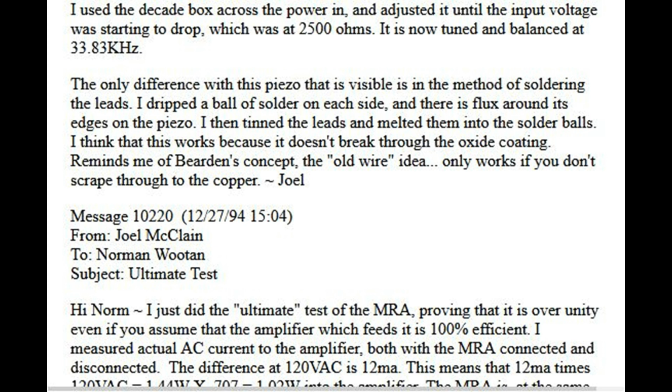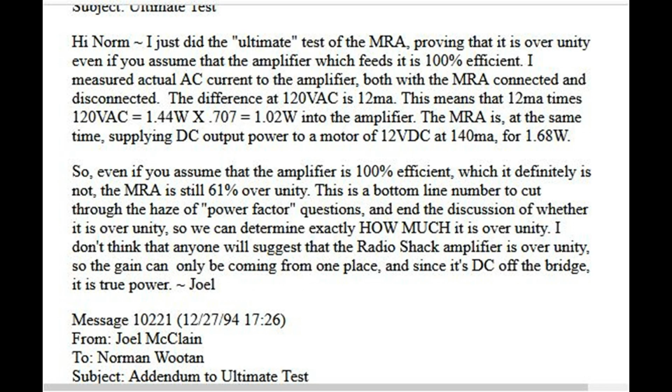I measured actual AC current to the amplifier, both with the MRA connected and disconnected. The difference at 120 volts alternating current is 12 milliamps. This means that 12 milliamps times 120 volts alternating current equals 1.44 watts, times 0.707 equals 1.02 watts into the amplifier. The MRA is, at the same time, supplying direct current output power to a motor of 12 volts direct current at 140 milliamps, for 1.68 watts.